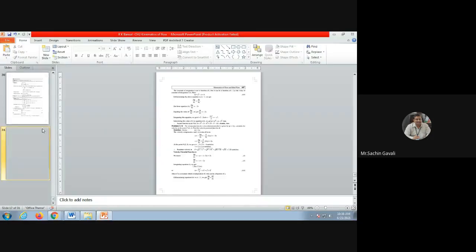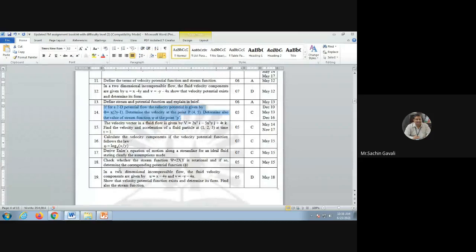Okay, so this numerical, shall we go to the last numerical of this chapter? Okay, I will take the numerical from the assigned booklet. Right.